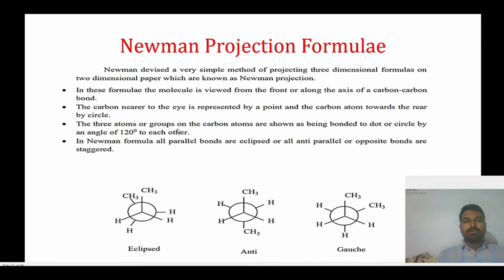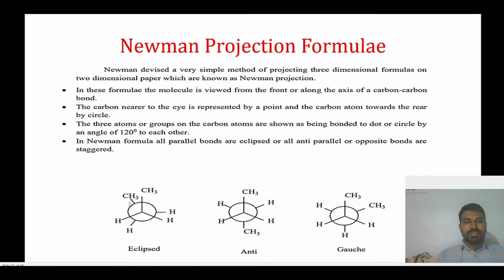The three atoms or groups on the carbon atoms are shown as being bonded to the dot or circle at an angle of 120 degrees to each other. Now it is placed at 120 degrees to each other. In the Newman formula, all parallel bonds are eclipsed, and all anti-parallel or opposite bonds are staggered.